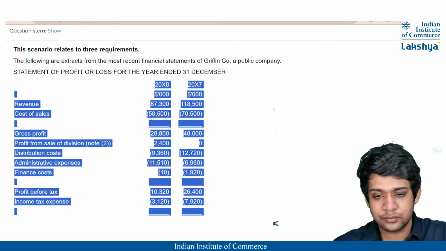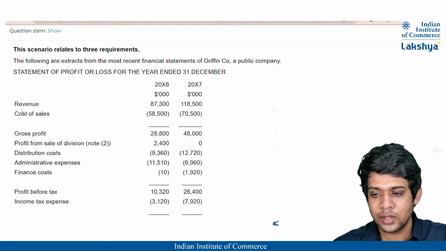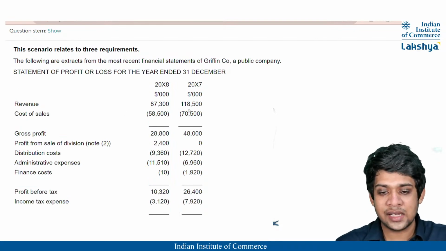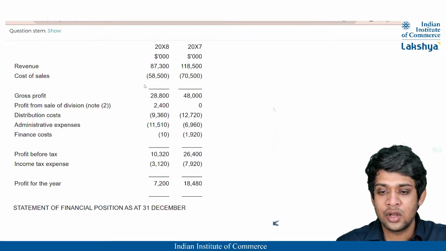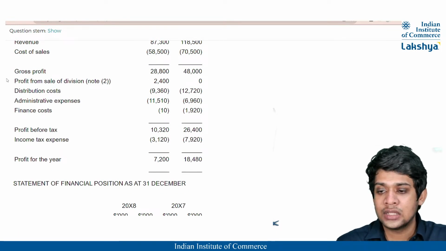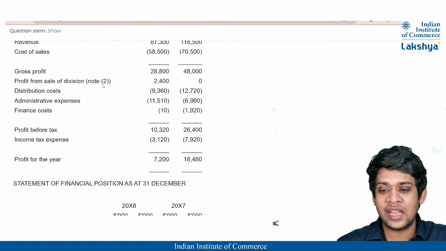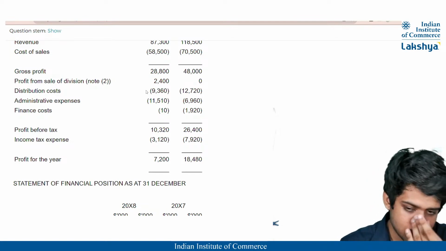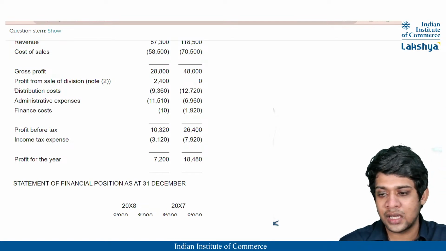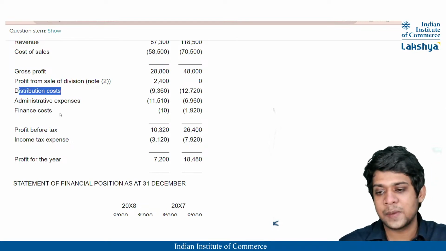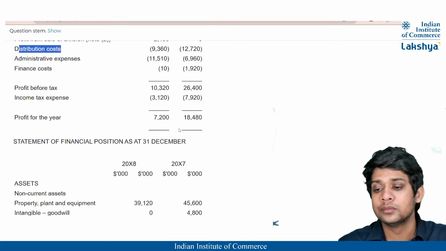Okay. Here revenue has been given as 87,300 and 118,500. Cost of sales has also been provided. Gross profit has also been given. There is a profit on the sale of a particular division, right? So for that we have an adjustment or a note given to us. So profit on sale of a division has been given. There is also distribution costs, right? Administrative expenses. So technically we have our statement of profit or loss for 2007 and 2008.